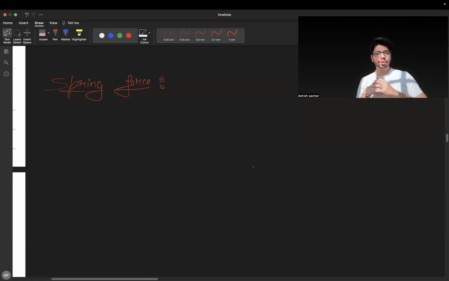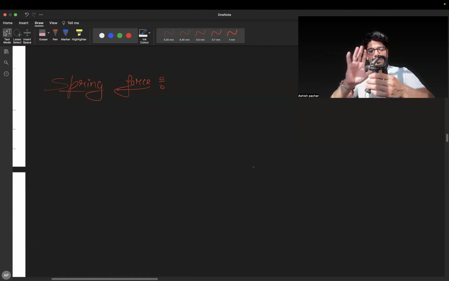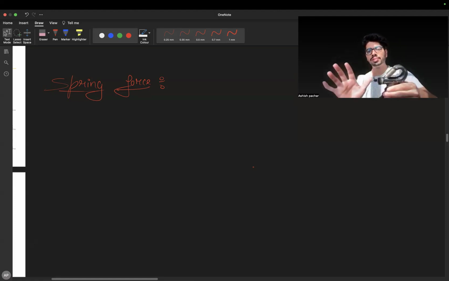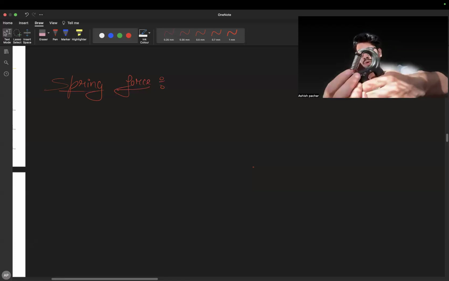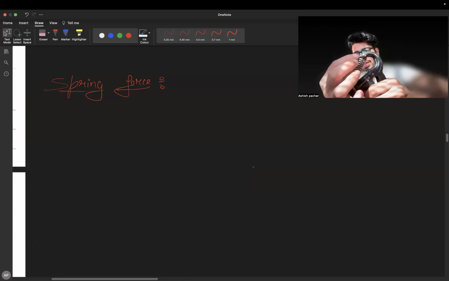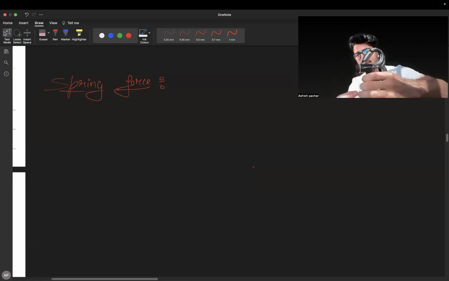Okay. So to understand that, let's suppose that we have a spring right now. This is its natural length. You can say this is some kind of equilibrium condition. Now if I apply a force on this side, there is a change in the length. The length of the spring has to change.